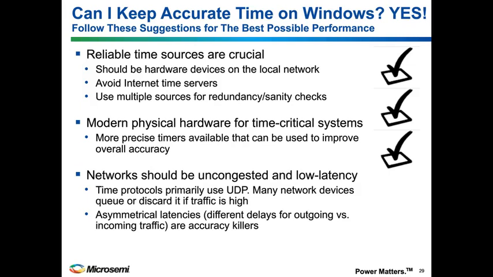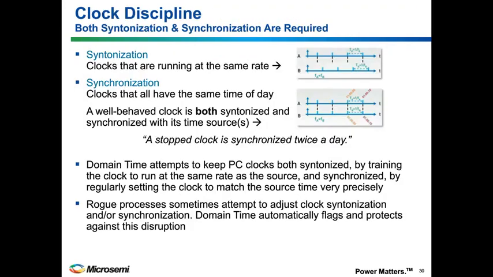Clocks are kind of like unruly children. They tend to go off and do their own thing if you leave them alone. They drift, and they can jump backwards and forwards. So the process of using a time management program is what we call clock discipline, and basically you're training the clock to be accurate. And there are several components to that.